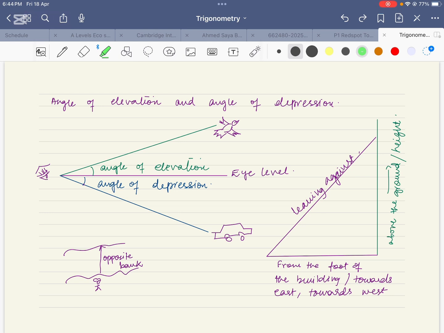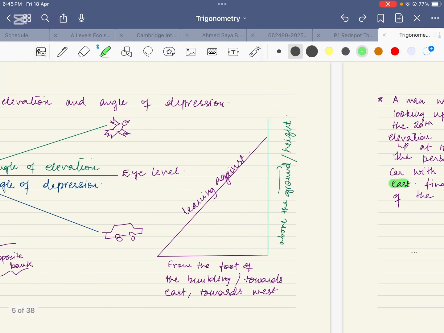Let's apply all these concepts in a question where we will learn how to draw the diagram. Mostly diagrams are given, but in case a diagram is not given, you should be able to construct a diagram of your own, because you cannot solve these problems without visualizing them and without diagrammatically representing them.